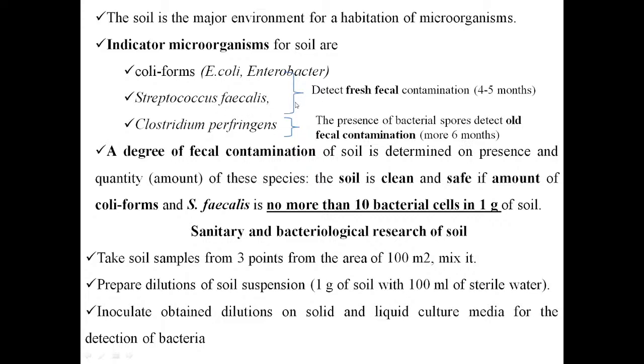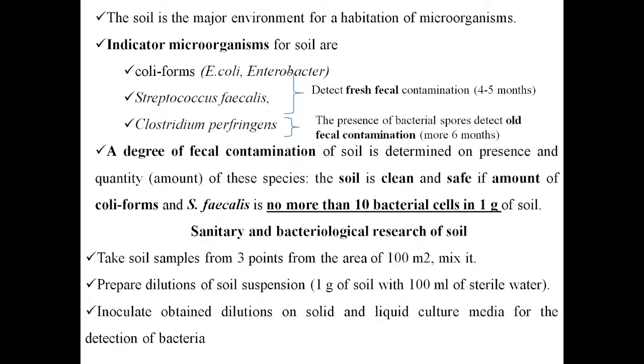Coliforms and Streptococcus faecalis detect fresh fecal contamination that appeared in the last 4-5 months. A degree of fecal contamination of soil is determined on presence and quantity or amount of these species of coliforms, Streptococcus faecalis and Clostridium perfringens. Soil is considered as clean and safe if amount of coliforms and Streptococcus faecalis is no more than 10 bacterial cells in 1 gram of soil. Clean soil must contain no more than 10 bacterial cells in 1 gram of soil.